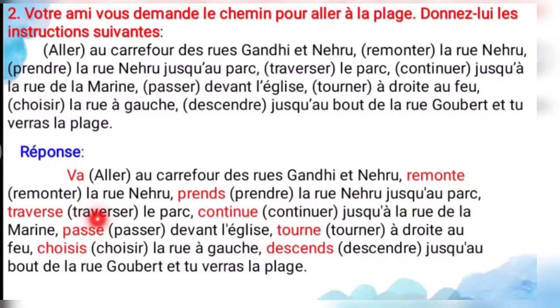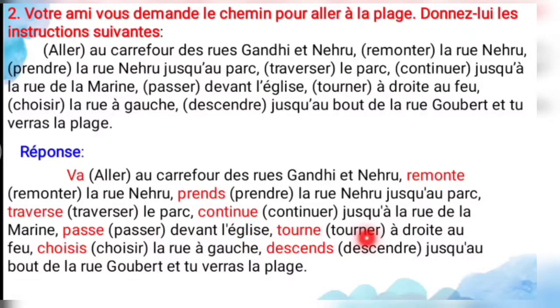And next traverser verb. Traverser means what? Cross. So traverser also ends with ER. So you have to remove the S for the tu subject. So the answer is what? Traverse le parc. So cross the park. And continuer, to continue, it also ends with what? ER. So you have to remove the S and write the answer. And continue jusqu'à la rue de la Marine. So continue to the Marine Street. And passer, next verb. Passer means what? To pass. So passer also ends with ER, so you have to remove the S. And passe devant l'église, and pass in front of the church.